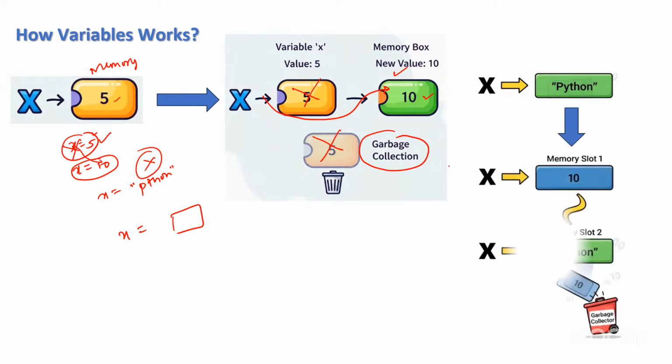Now, what happens whenever you assign data to the same variable? First it was 10, and again it is assigned to another memory. Since this 10 is not referred by anything, it will be deleted by your garbage collector. This is how your variables work. There are a few more things that come, like mutable and immutable, and a lot of things for other data types. But now we'll understand how integer and string work in Python. Whenever you assign these values, when you say x is equal to 10, in the backend it has created one box.